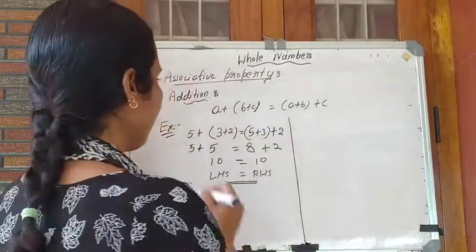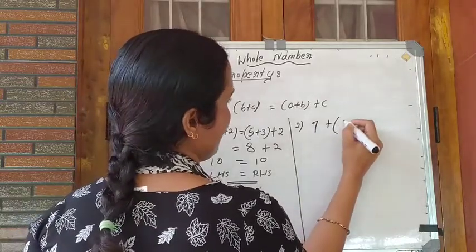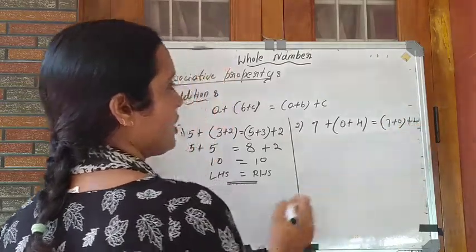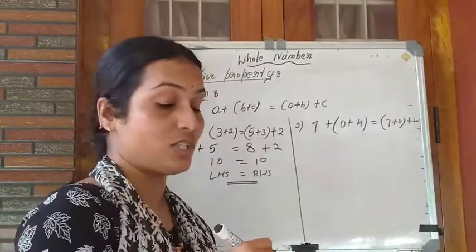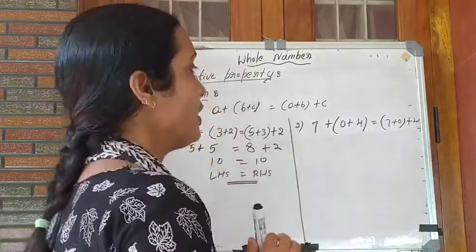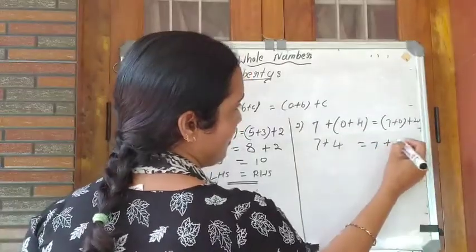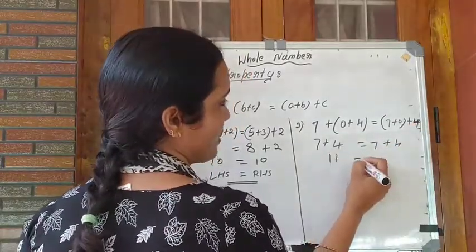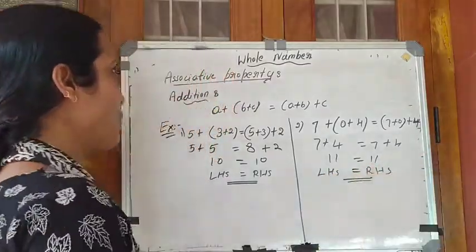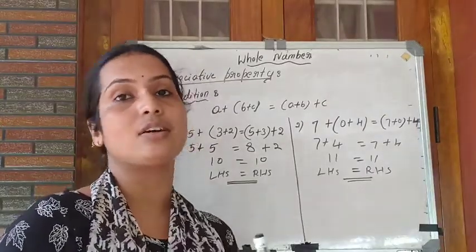I'll take one more example. (7 + 0) + 4 is equal to 7 + (0 + 4). The positions of the numbers are the same; we just change the brackets, putting the bracket around these two. Now simplify: 0 + 4 is 4, so 7 + 4 is 11. On the other side, 7 + 0 is 7, plus 4 is 11. So 11 is equal to 11, LHS is equal to RHS. Therefore, the associative property is satisfied for addition of whole numbers.